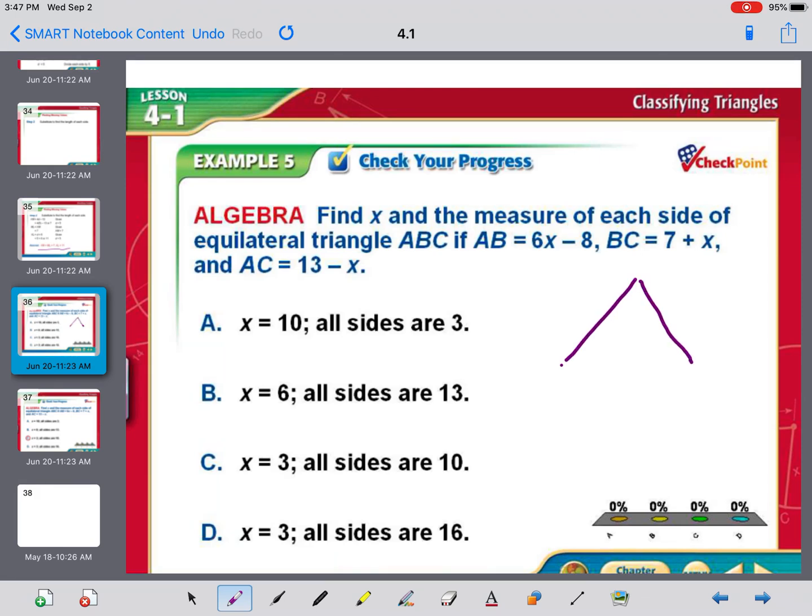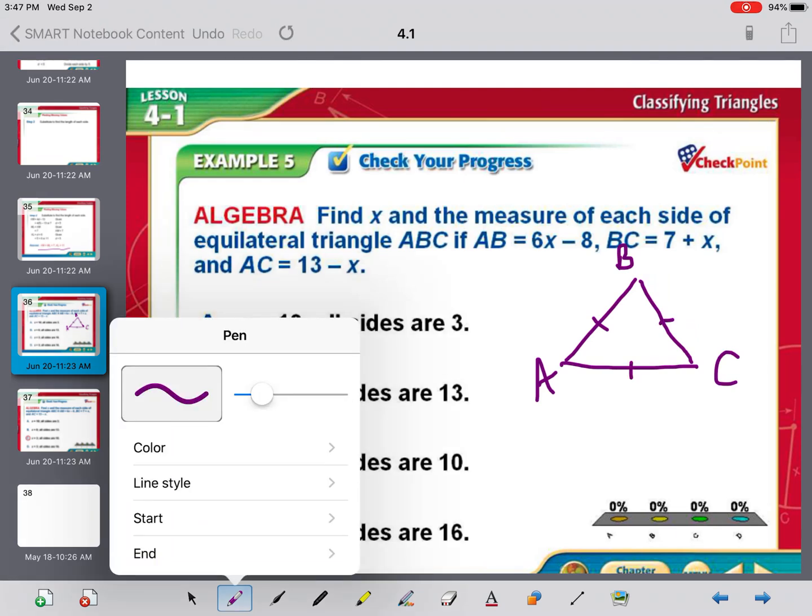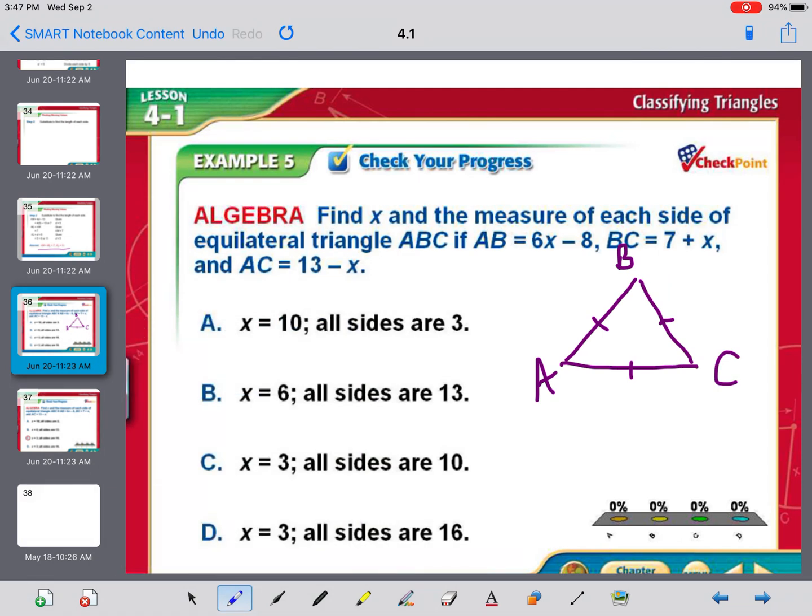Find X and the measure of each side of an equilateral triangle ABC. I want you to notice that they did not offer us a picture here, but they did tell us it's equilateral, so I'm going to draw one. It doesn't matter if it's exact, but there's three sides and it's equilateral, so they're all congruent to each other. I'm drawing this because you got to get used to drawing. They tell me that this is 6x minus 8, this is 7 plus x, and this is 13 minus x.